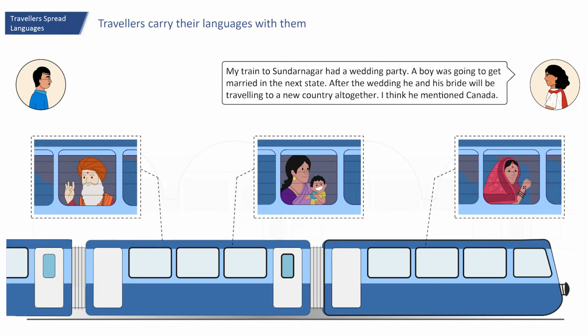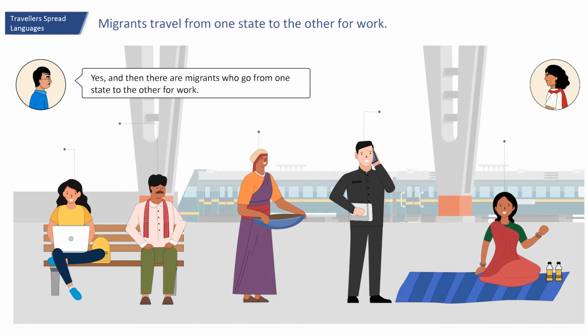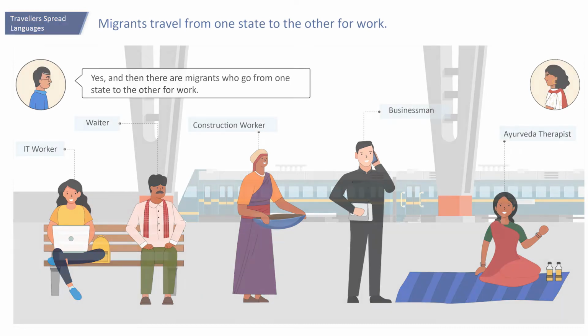My train to Sundarnagar had a wedding party. A boy was going to get married in the next state. After the wedding, he and his bride will be traveling to a new country altogether. I think he mentioned Canada. Yes. And then there are migrants who go from one state to the other for work.